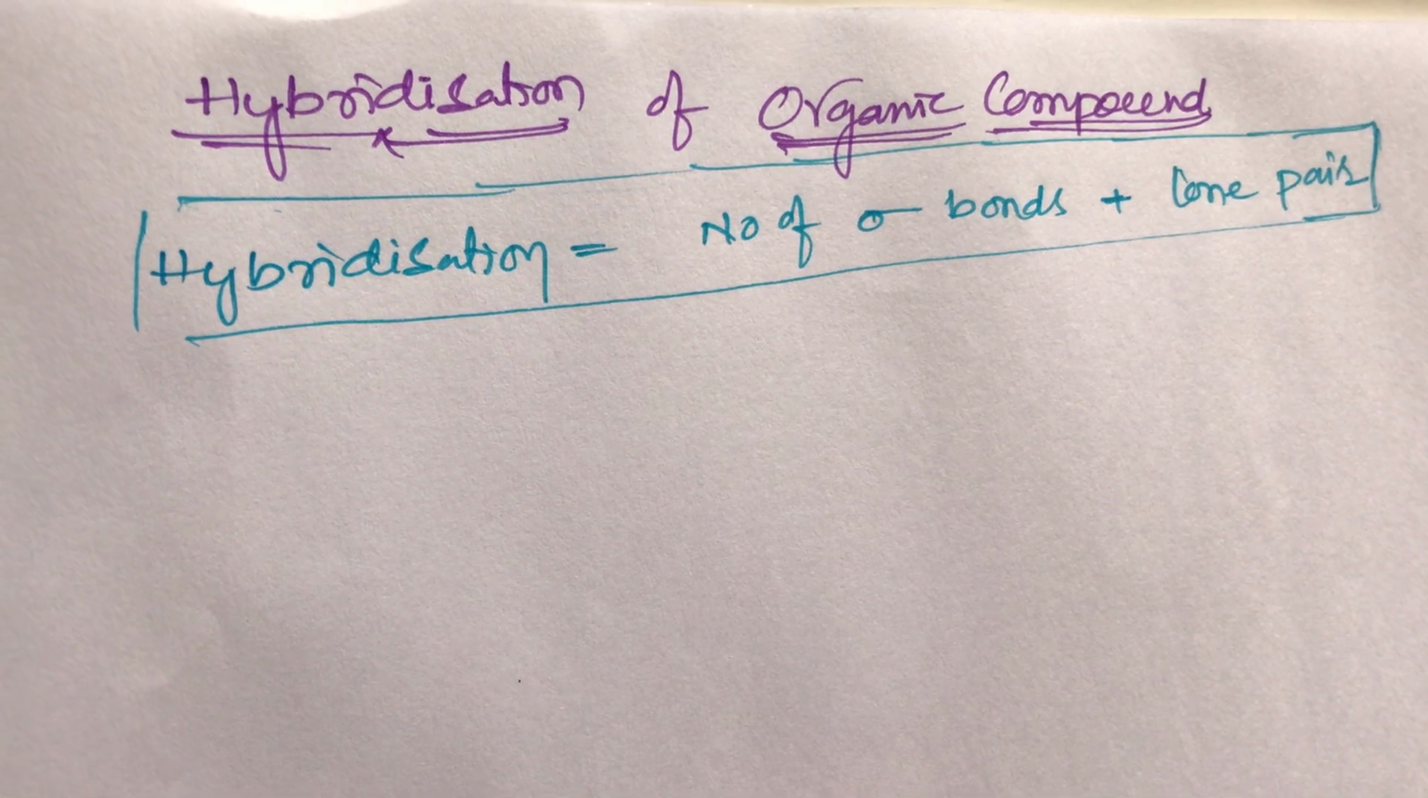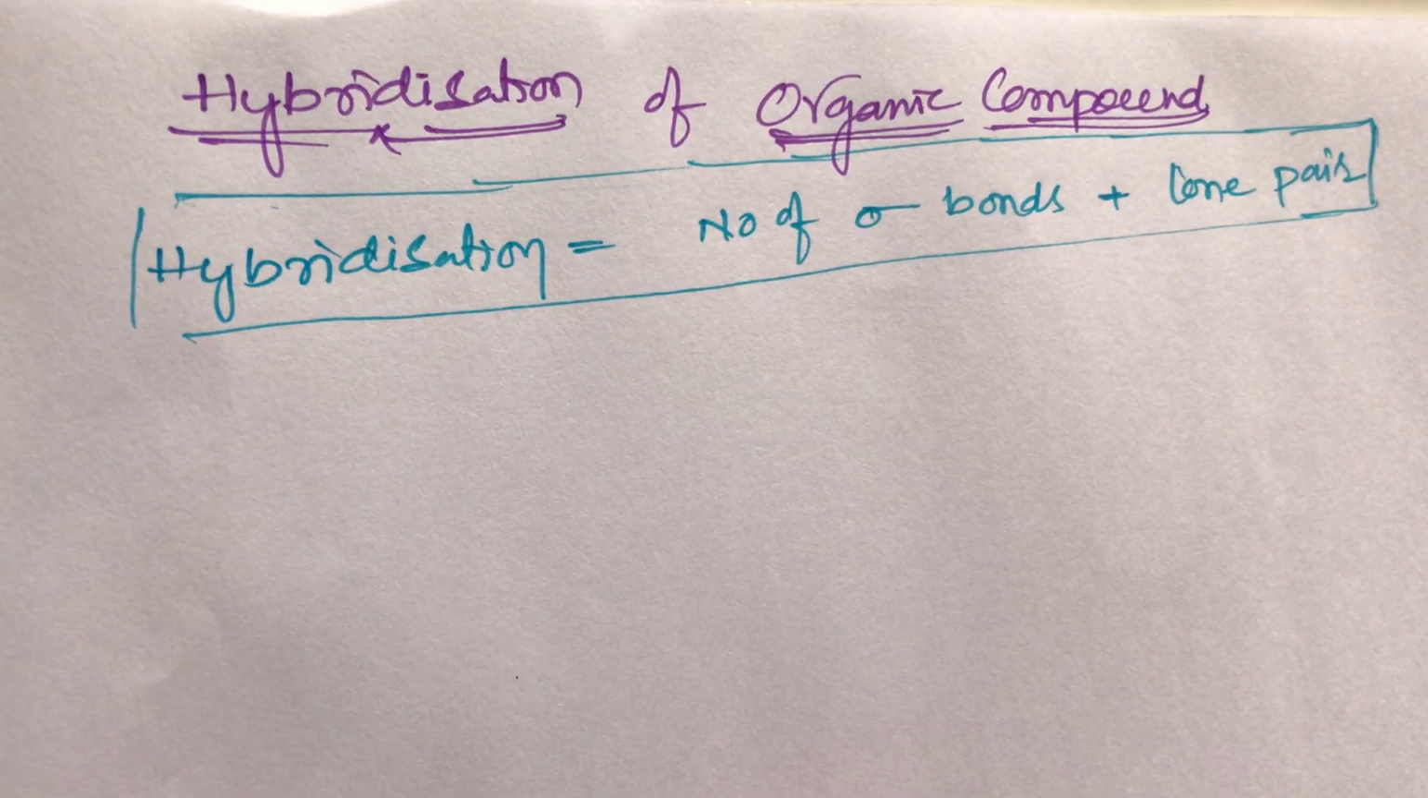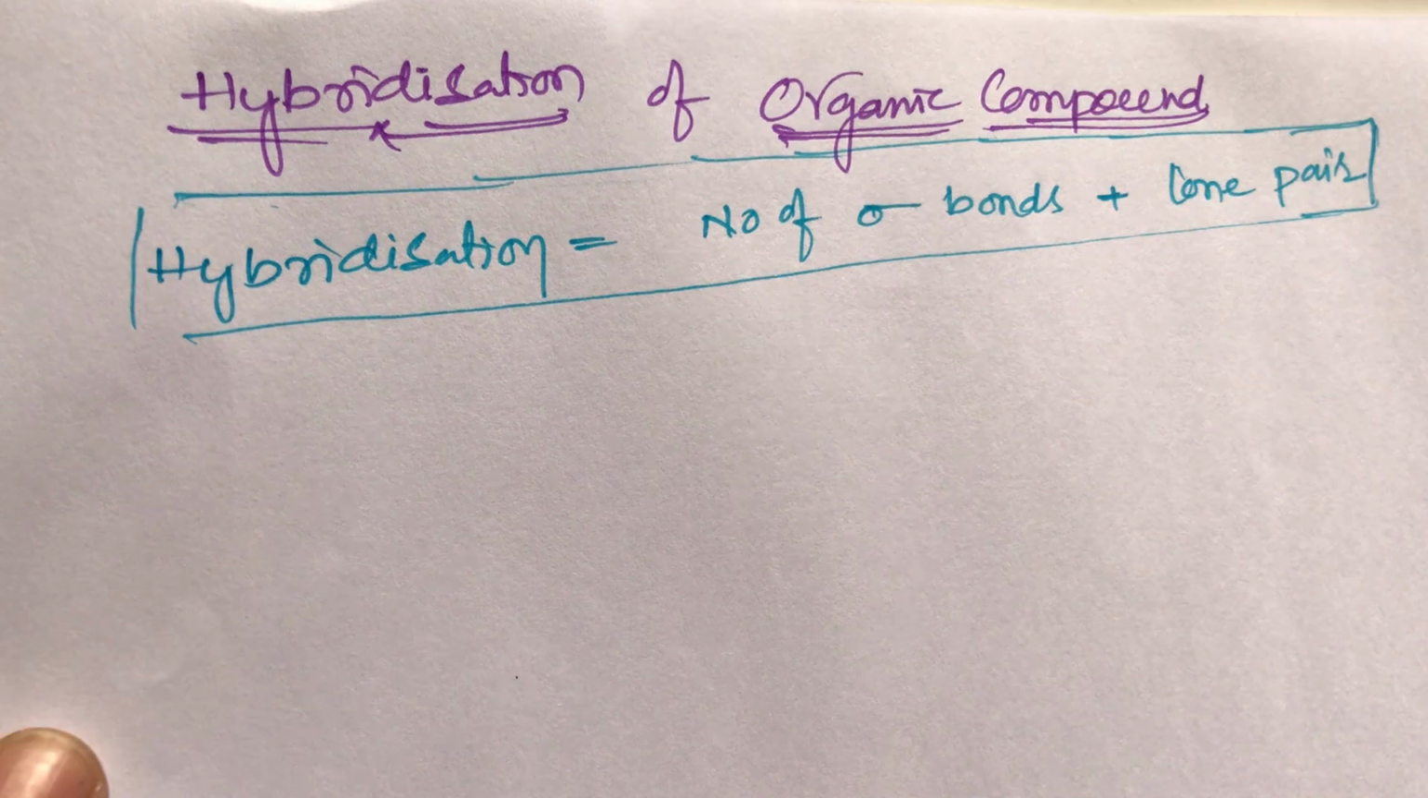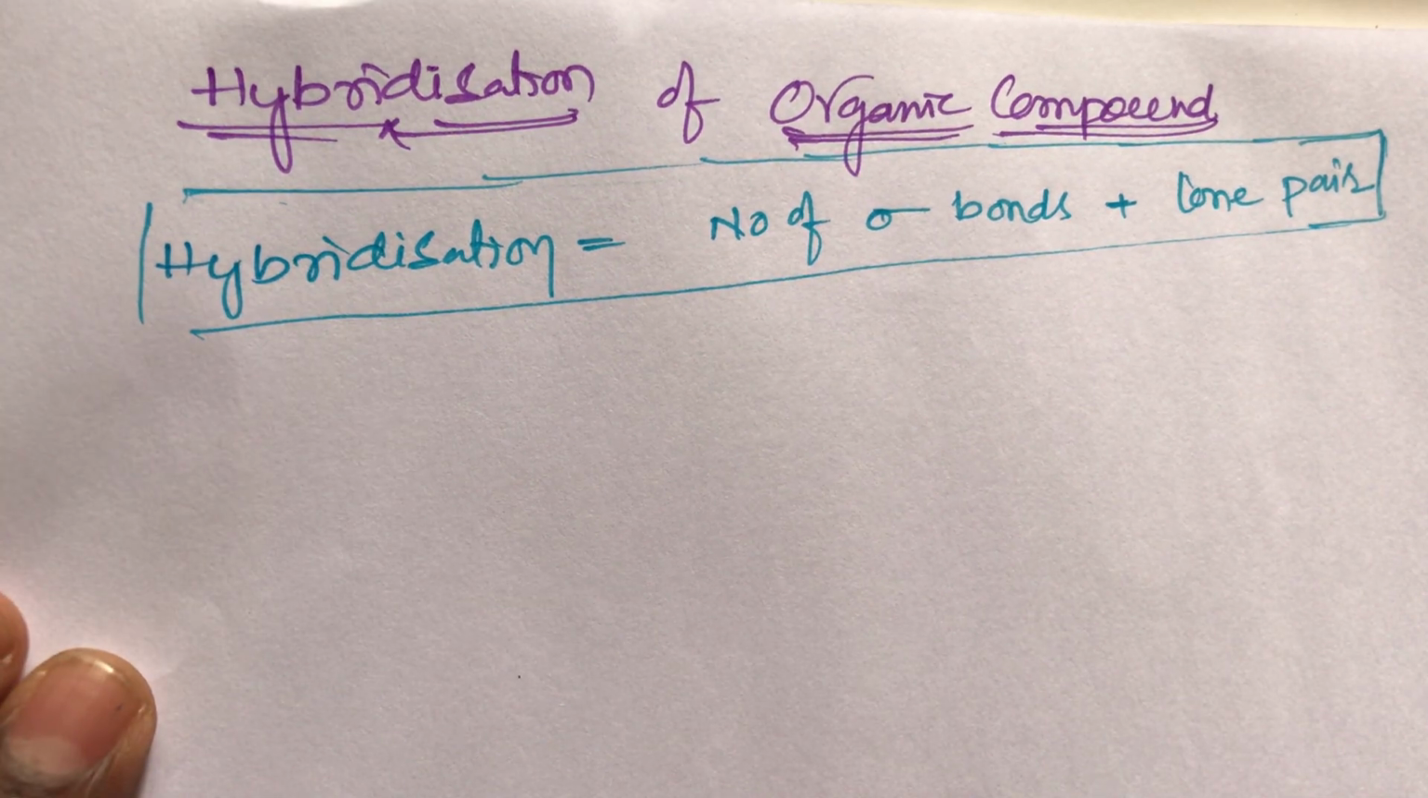Hybridization of organic compounds. How do we calculate hybridization in the given organic compounds? I will give a simple trick, students. Hybridization depends on the number of sigma bonds plus lone pairs. First, we need to know how to calculate the number of sigma bonds.